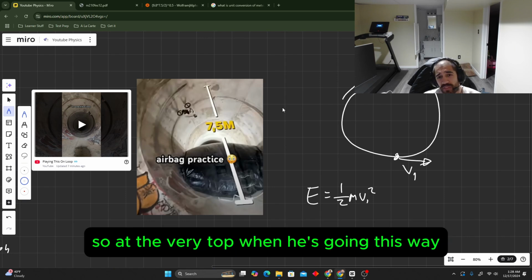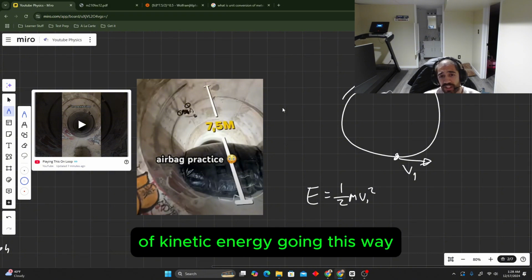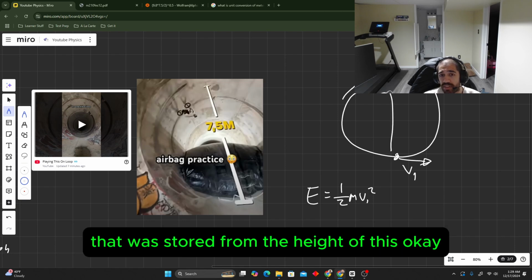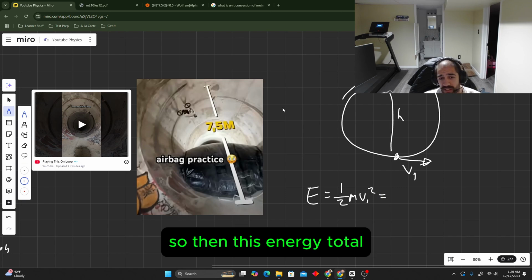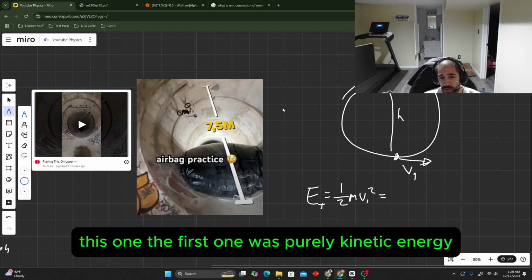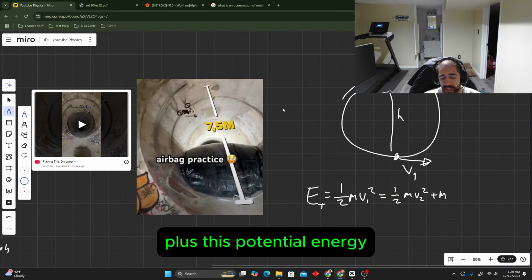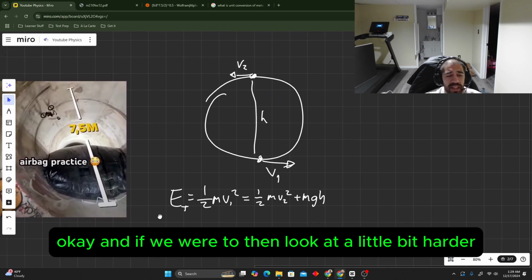Okay. So at the very top, when he's going this way, what he now has stored is a combination of kinetic energy going this way and potential energy that was stored from the height of this, which we're gonna say is mgh. So this energy total, the first one was purely kinetic energy. The second one has some kinetic energy in it, plus this potential energy.